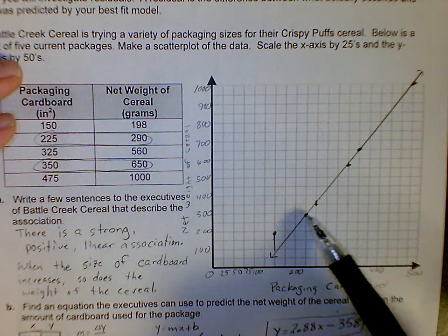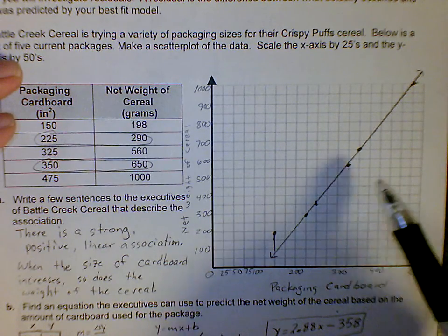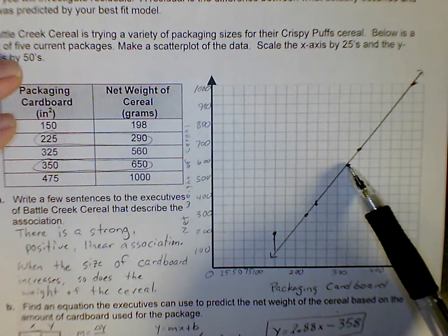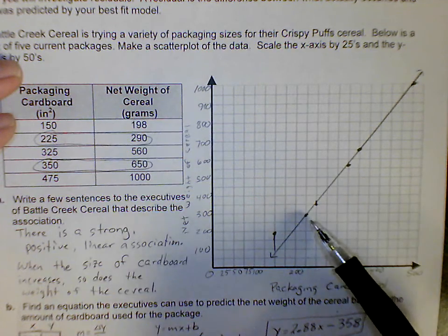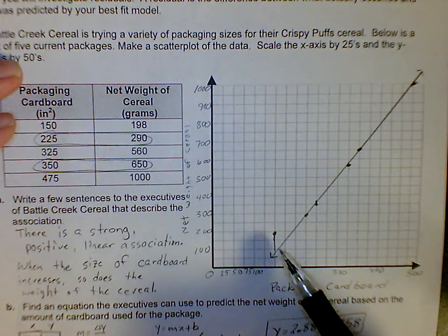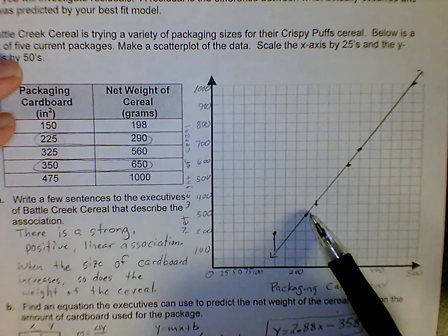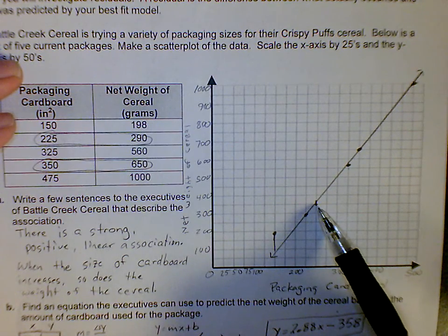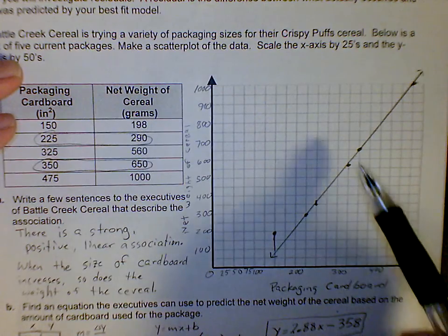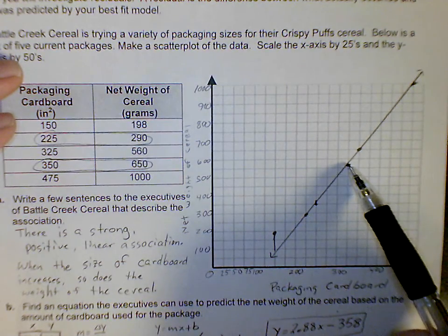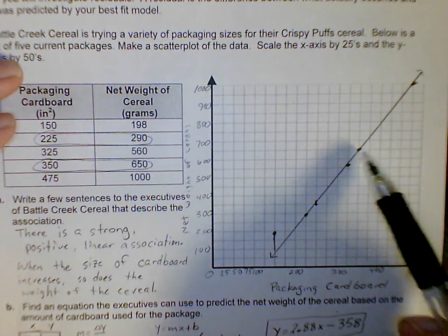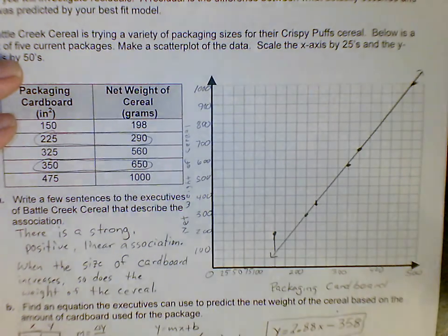Remember, the residuals were 124, 0. This is the point we added, so this was our negative 7. Then we've got our negative 18, our 0, and our negative 10. There we go.